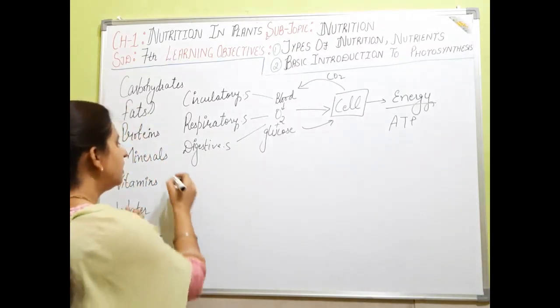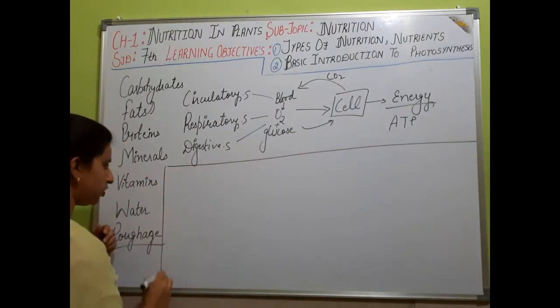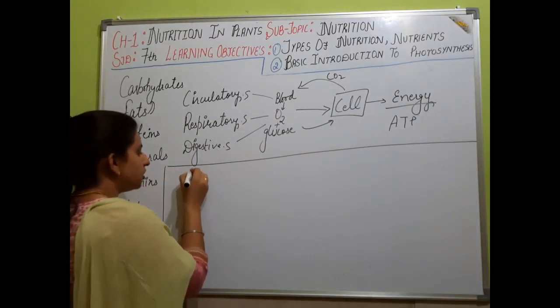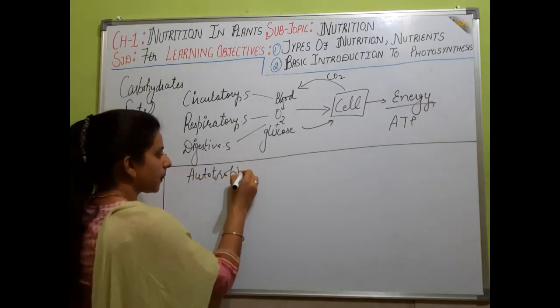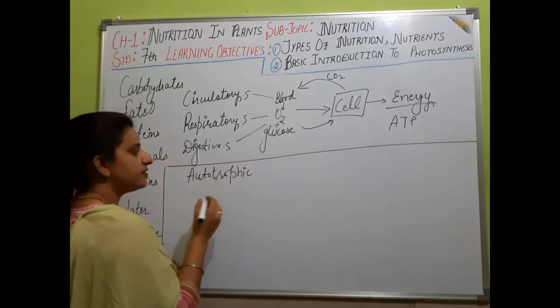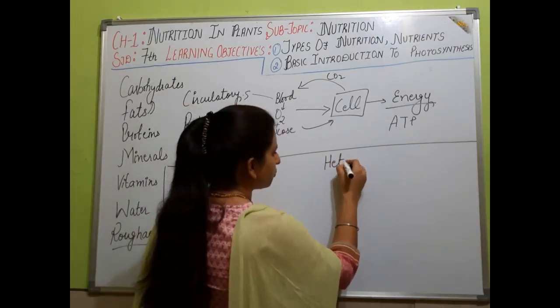Now next is the mode of nutrition. There are two modes of nutrition. The first mode is autotrophic, and the second mode is heterotrophic.